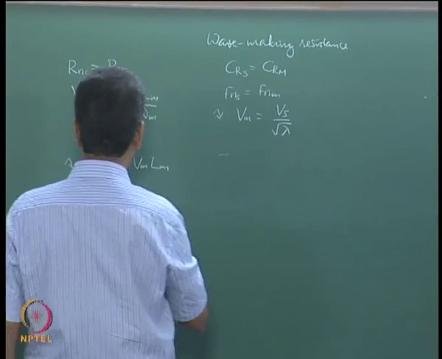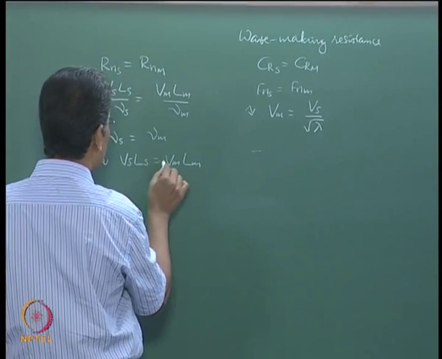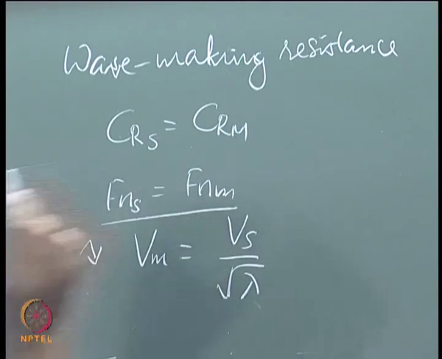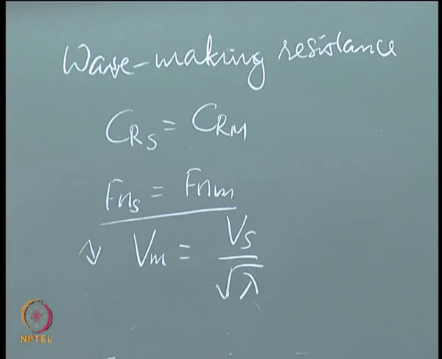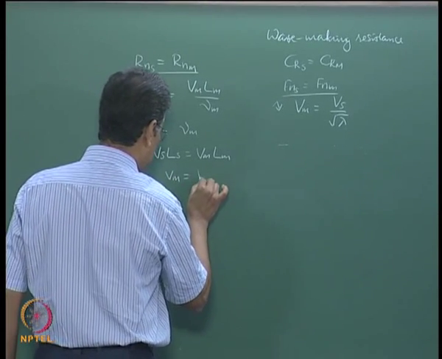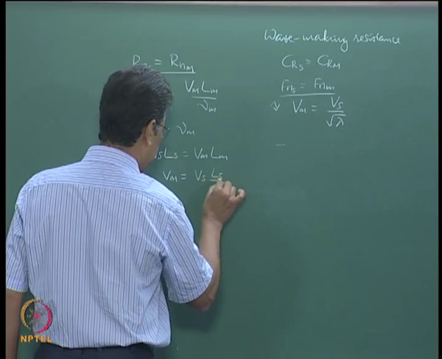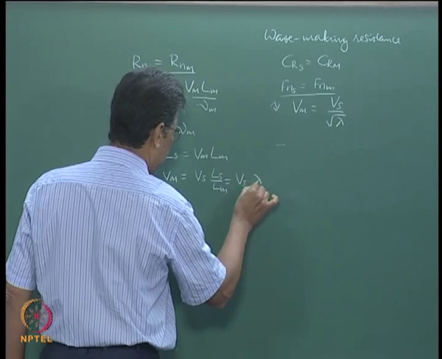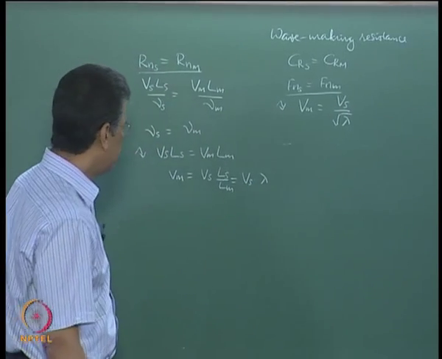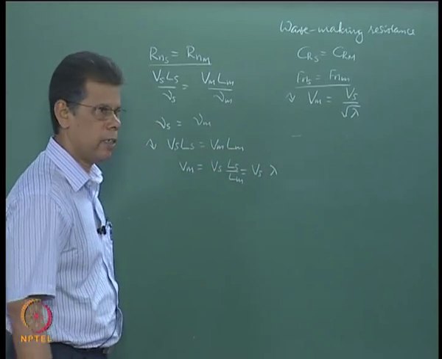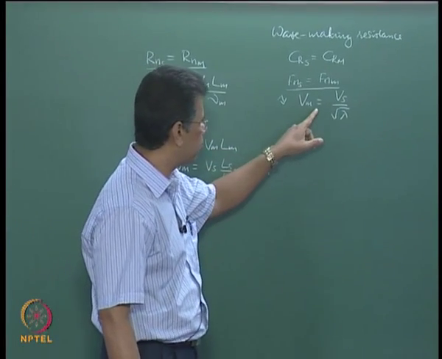So here what you have, this relation is for the Reynolds number satisfaction, and this one is for the Froude number satisfaction between the ship and model. Here we just saw that the model speed Vm needs to be Vs into Ls by Lm, that is equal to Vs into lambda. So if you look at this, these two are not holding the same relation. If you run the model, it will satisfy only one relation.